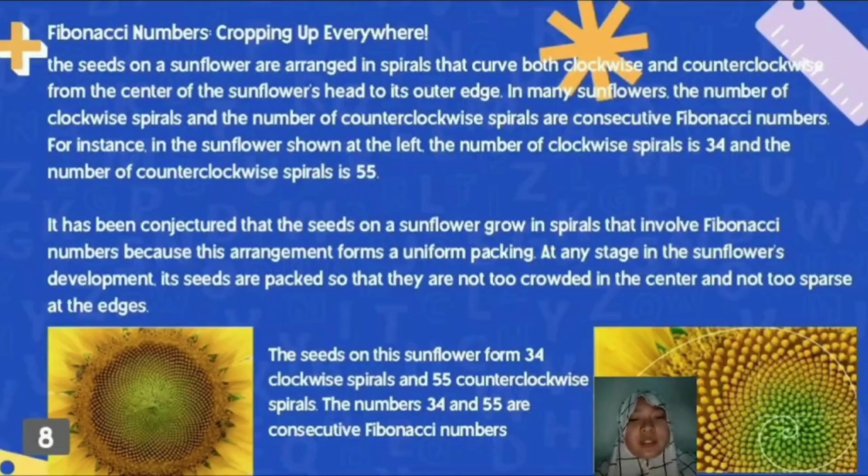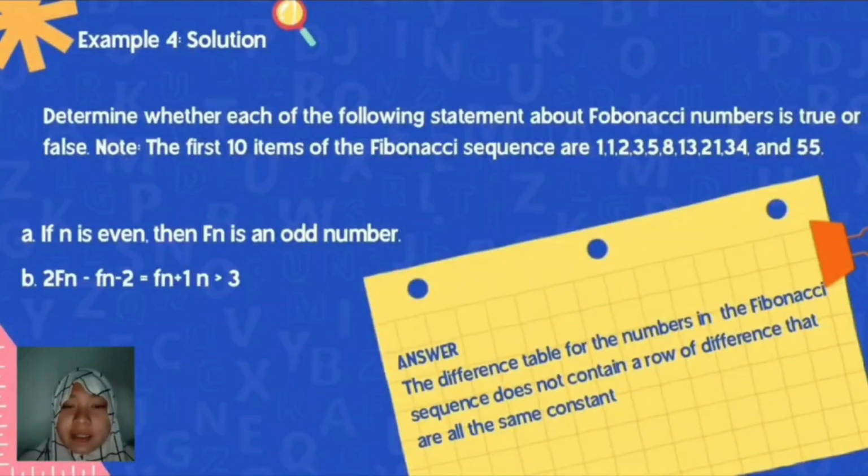So, ito yung sa picture na to, nakita sa baba, ito yung flower. Okay, sa other side, nakita nyo yung example kung paano nakuha ang 34 and 55 sa clockwise and counterclockwise. So, it says here, nasa gitna, the seeds on this sunflower form 34 clockwise spirals and 55 counterclockwise spirals. The numbers 34 and 55 are consecutive Fibonacci numbers. So, we have here other examples.